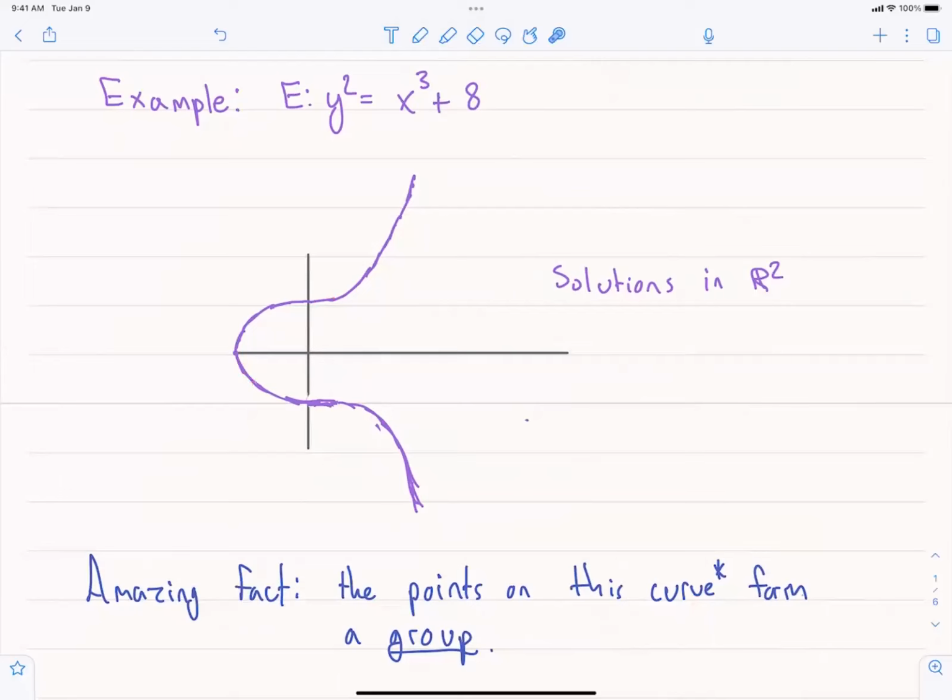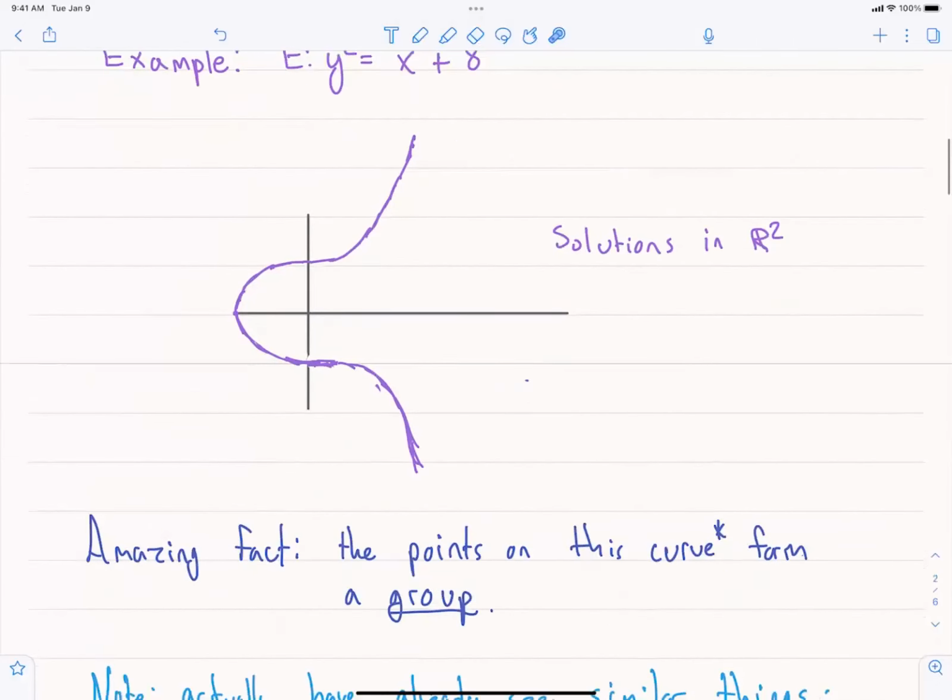So it turns out if I add this point and this point, I will get this point. Okay, and so having this group structure is going to be a very powerful thing that lets you do a lot of interesting things with elliptic curves. And this week, we're just going to scratch the very tip of that iceberg. But I'll tell you about some interesting things.